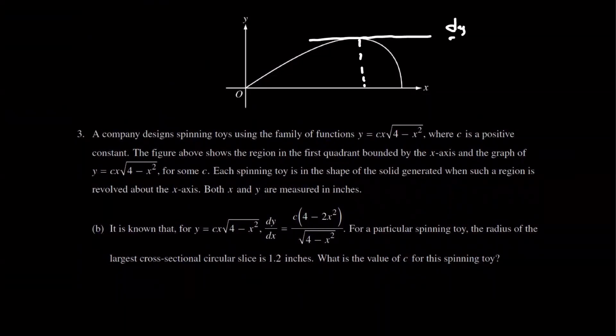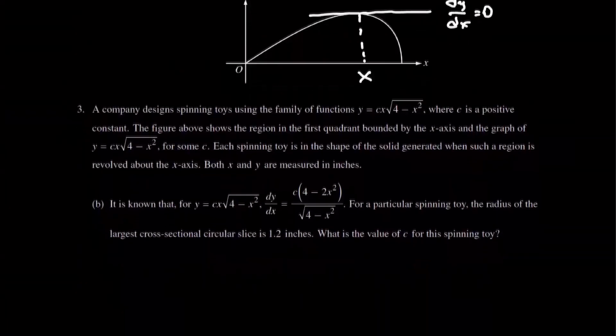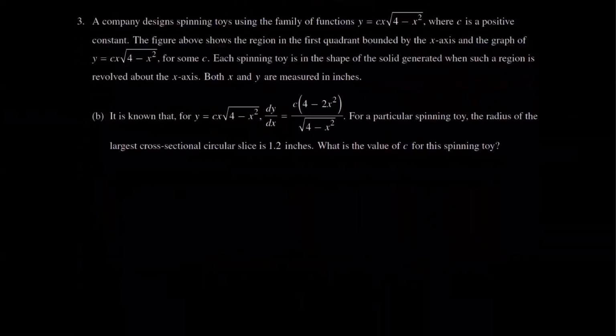So dy over dx has to be 0 at that point. So that might help us to find this x such that at that point the derivative is 0. Let's do that. Let's find that x.